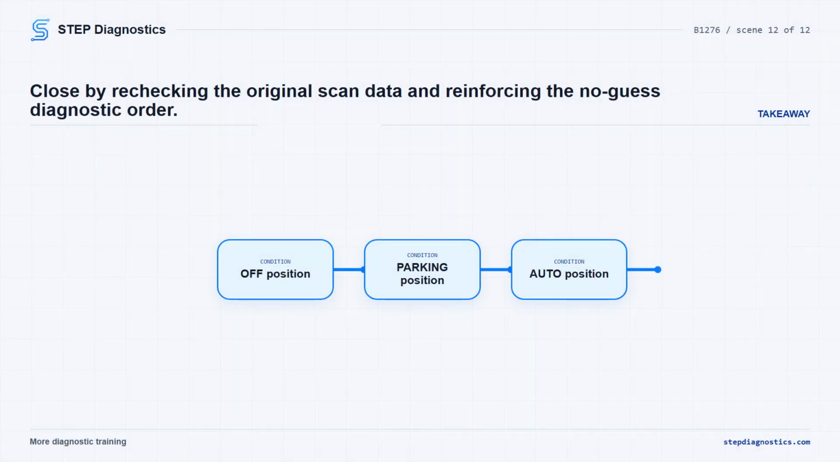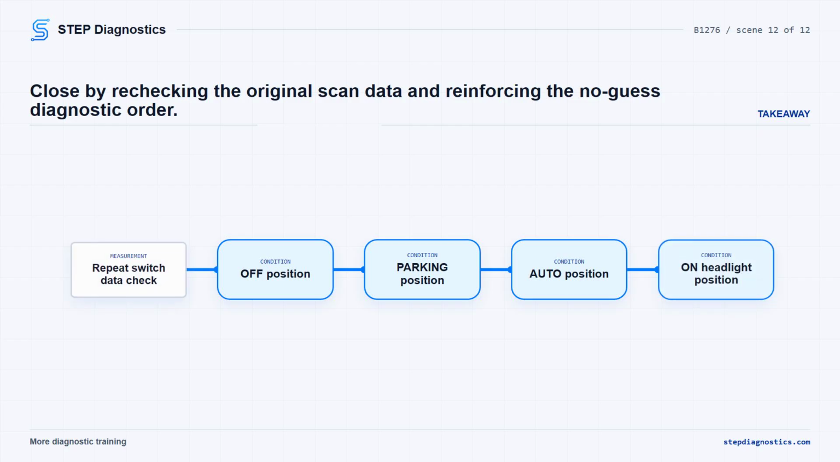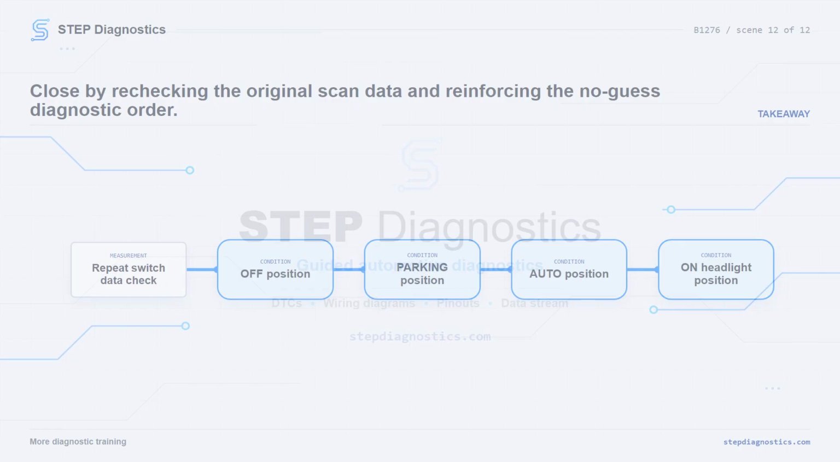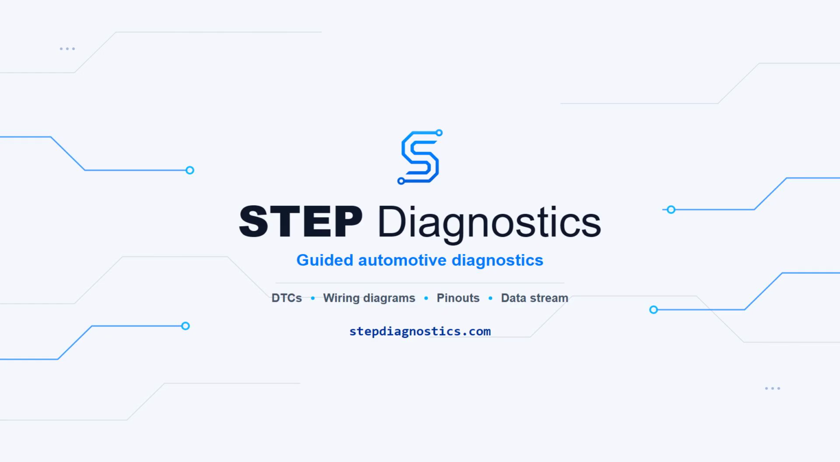After the repair, keep verification separate from the fault isolation work. Repeat the original data list check through OFF, parking, auto, and on, headlight, and confirm the values now match the switch positions. The takeaway on B1276 is simple. Do not guess at the switch or the MICU. Use the data list first, then use disconnect, jumper, short to ground, and continuity checks to prove which side of the circuit is wrong. For more diagnostic training, visit Diagnostics.com.